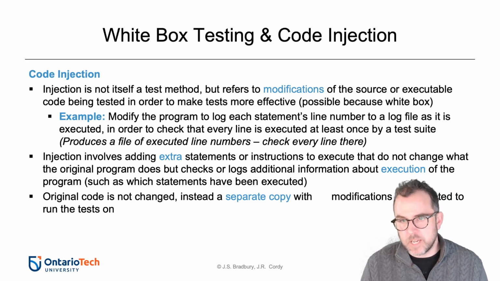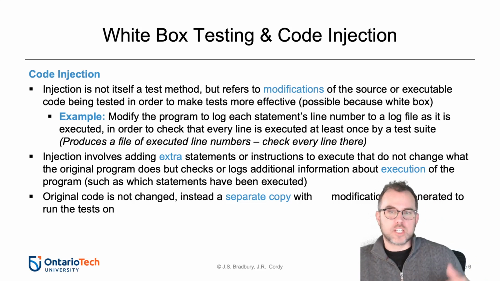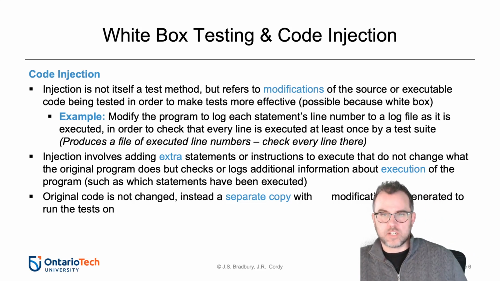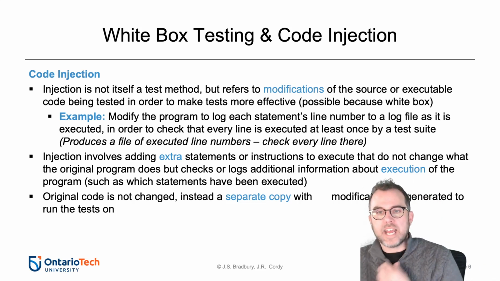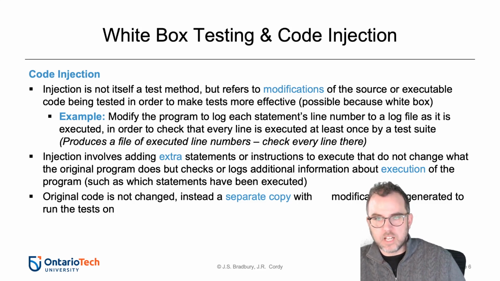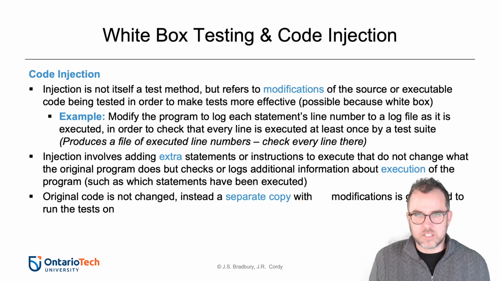But we will be doing white box testing in phase four. So stay tuned for that, because you will most likely need to do some code injection for that. Often with code injection, we add extra statements or instructions that do not change the original program's behavior in terms of what it's supposed to do, but add additional information for logging or for checks when we're running it. The code that we add for injection is not code that will remain in when we ship the program. It is code that is purely added for the purposes of our task, such as testing.